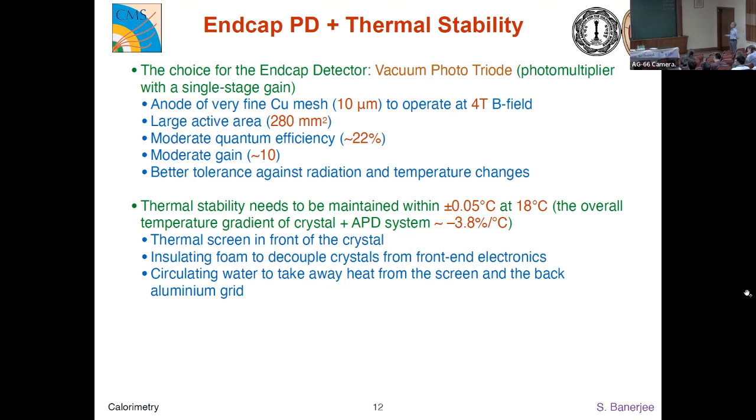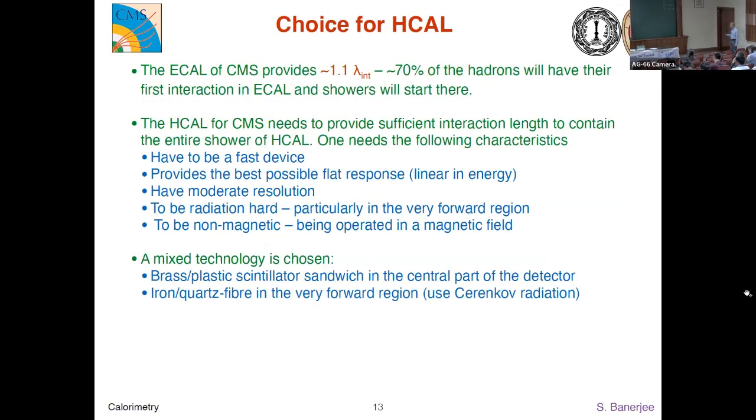So it has a moderate gain, but it has to have better tolerance against radiation and temperature changes. That's why two different types of readout were used for the barrel and endcap. The thermal stability is maintained at the level of plus or minus 0.05 degrees at 18 degrees centigrade. I have a thermal screen in front of the crystals, and an insulating foam which decouples the crystals from the front end electronics. So that's the choice of the ECAL.